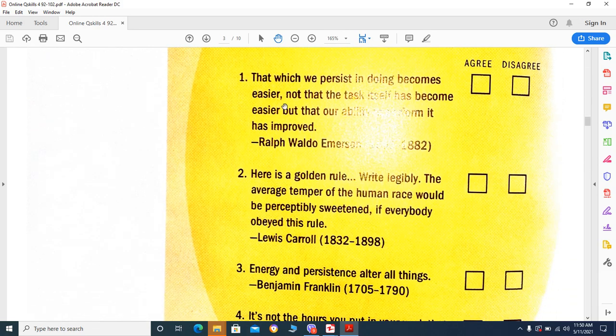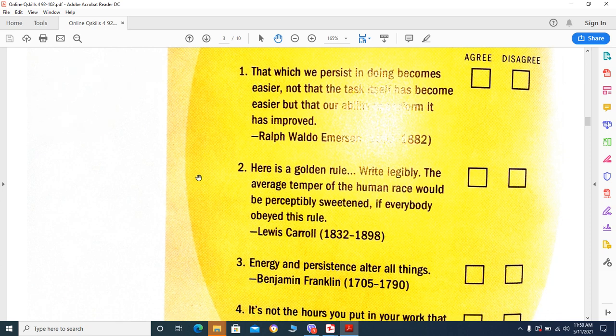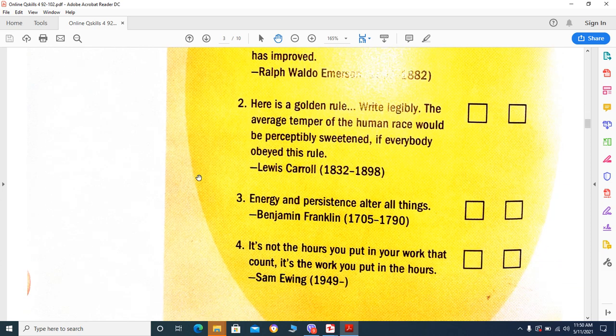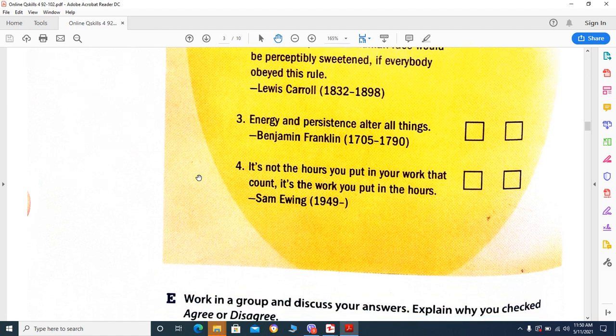I'll read one for you. That which we persist in doing becomes easier. Note that the task itself has not become easier, but that our ability to perform it has improved. And there's another quotation. Here is a golden rule. Write legibly. The average temper of the human race would be perceptibly sweetened if everybody obeyed this rule. Keep in mind that these quotes were made when there was no computer, so people had to write by hand. And just see whether you agree or disagree. First try to understand the meaning, and then decide whether you agree or disagree with the quotations.